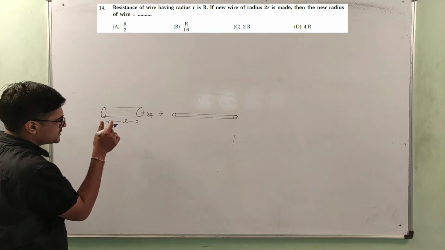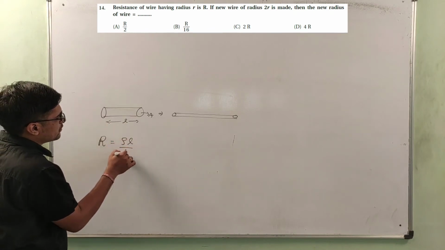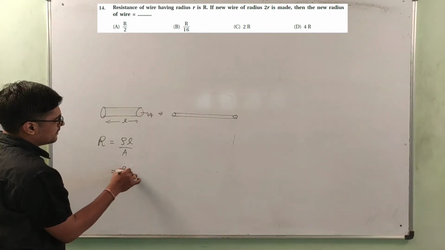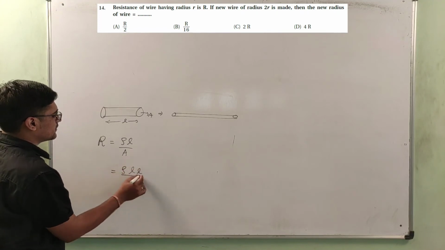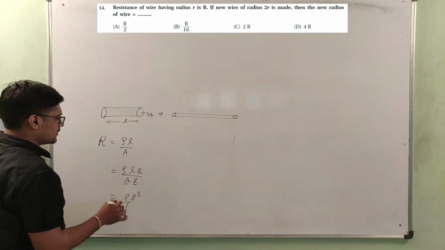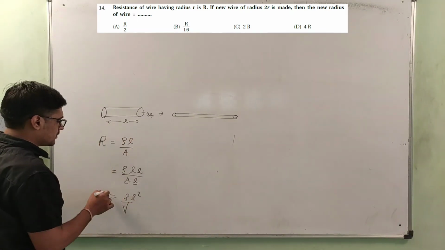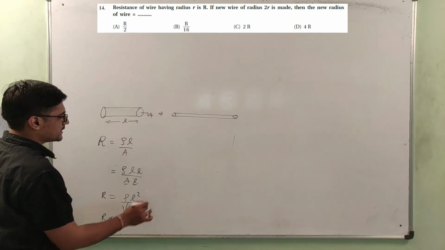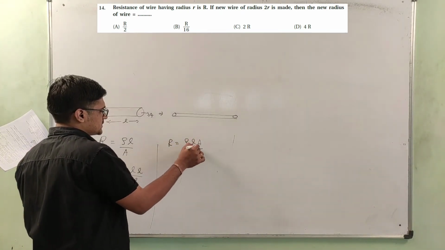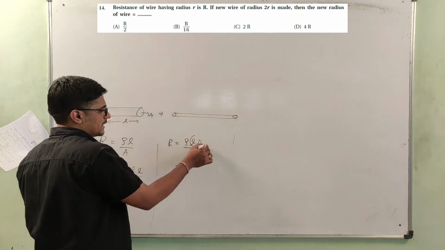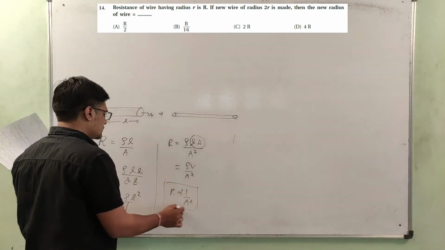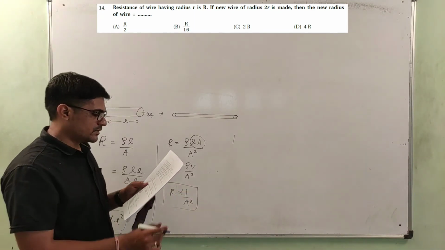So at that time you can use the relation R is equal to rho L by A. If length is varying, then multiply with length in numerator and denominator. Cross section area into length becomes volume. So if you stretch the wire, the volume remains constant, so resistance is directly proportional to length square. And when the cross section is varying, multiply this equation with cross section in numerator and denominator. Length into cross section becomes volume, so resistance is inversely proportional to A square. You can use these two relations to calculate the resistance of the new wire.